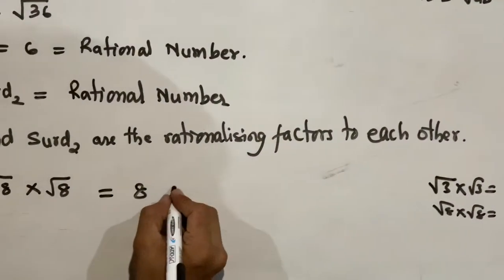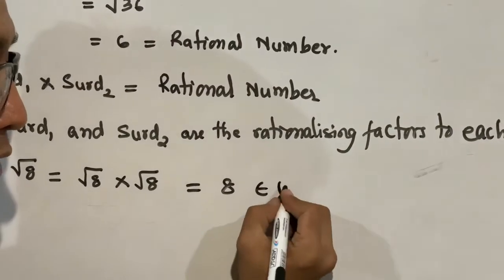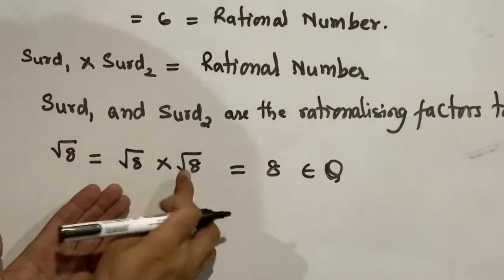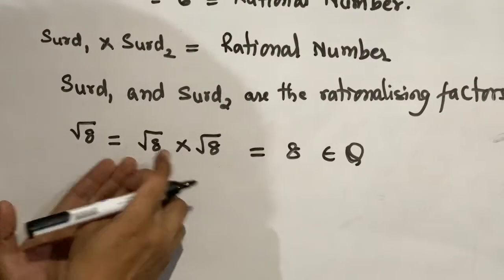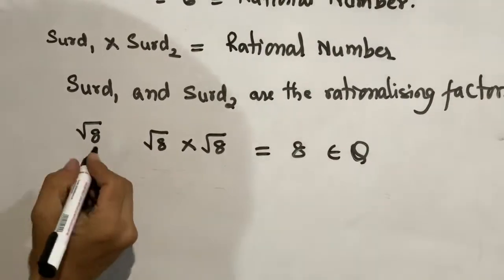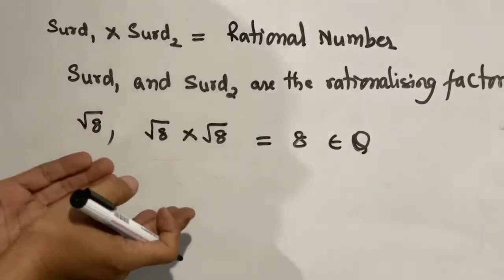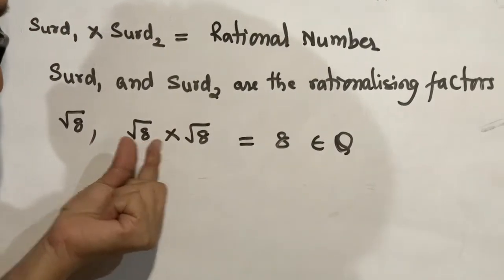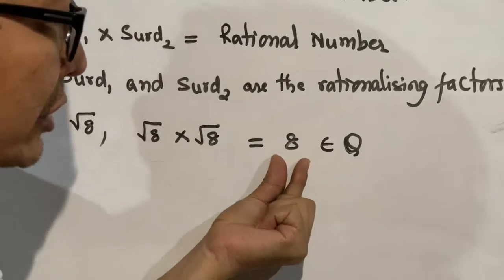So these are the symbols, correct. This is a rational number. Rational number belongs to rational numbers. Root 8 is an irrational number, so we multiply it by a number to get a rational number.